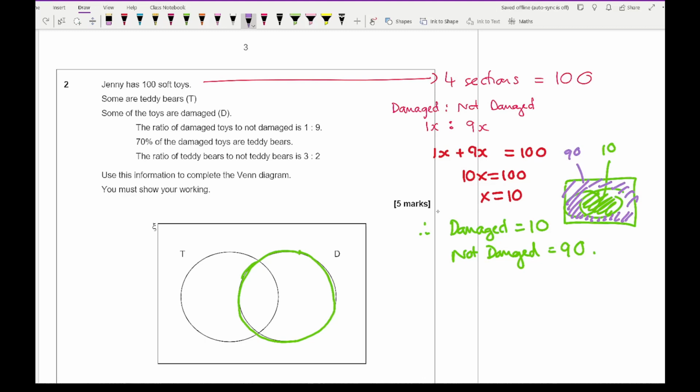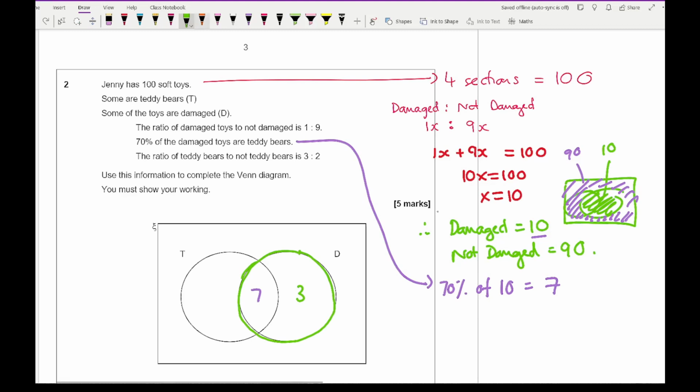Now the next bit of information says 70% of the damaged toys are teddy bears. Now I know that the damaged toys, there are 10. So it's 70% of 10, which is 7, are teddy bears. So the number that's going to go in the middle, that's damaged and a teddy bear, is going to be 7. Now if everything in that green circle has got to be 10 and the middle bit is 7, then this bit here must be 3. So the only thing that's left for me to do is to work out the other 2 sections.